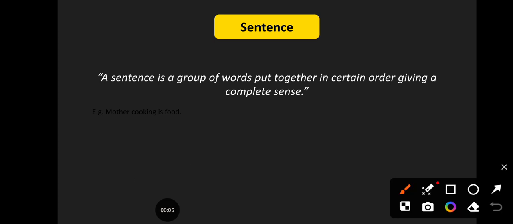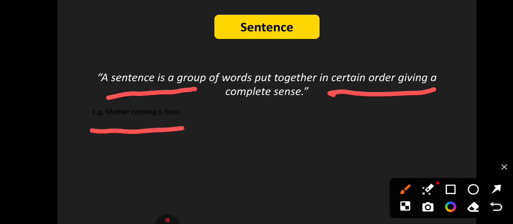So let's start. What is a sentence? A sentence is a group of words put together in a certain order, giving a complete sense. For example, "mother is cooking food." Is it correct or not? No, this is not correct and it is not a sentence either. You can say that it is a group of words. Yes, it is a group of words but it does not give a complete sense. That's why it is not a sentence.